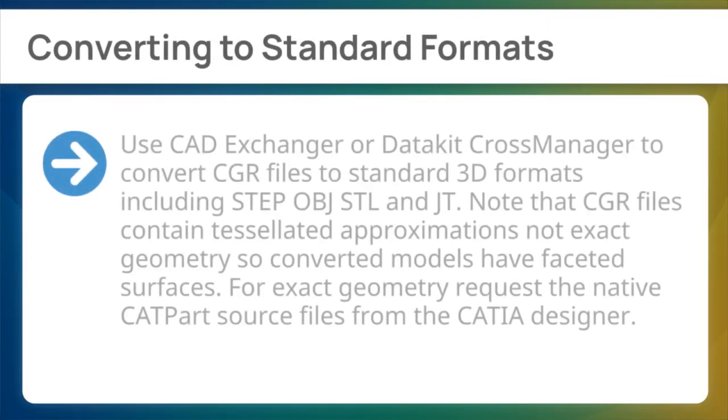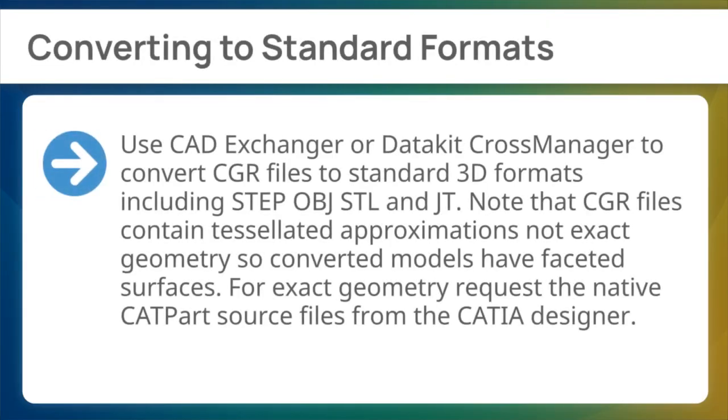Finally, converting to standard formats. Use CAD Exchanger or DataKit CrossManager to convert CGR files to standard 3D formats, including STEP, OBJ, STL, and JT. Note that CGR files contain tessellated approximations, not exact geometry, so converted models have faceted surfaces. For exact geometry, request the native CATPart source files from the CATIA designer.